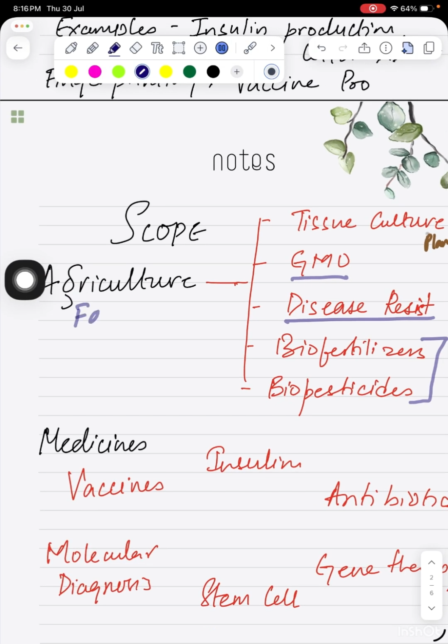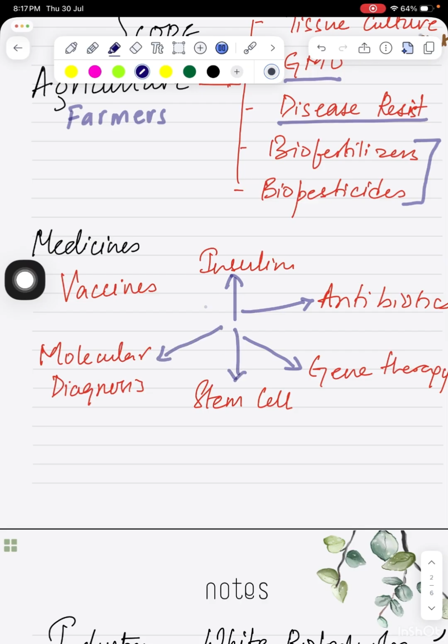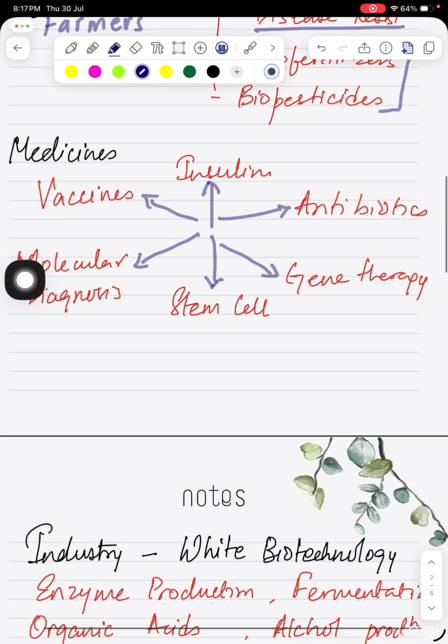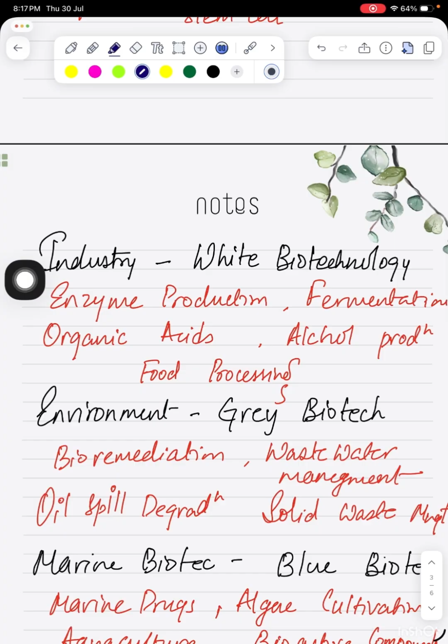Okay, in the field of medicines, it also has different forms of contribution, like insulin production, antibiotics, gene therapy, stem cells, yes, and molecular diagnosis, and the vaccine. So for the production of different things related to medicines and curing different forms of diseases, generally biotechnology is being used.